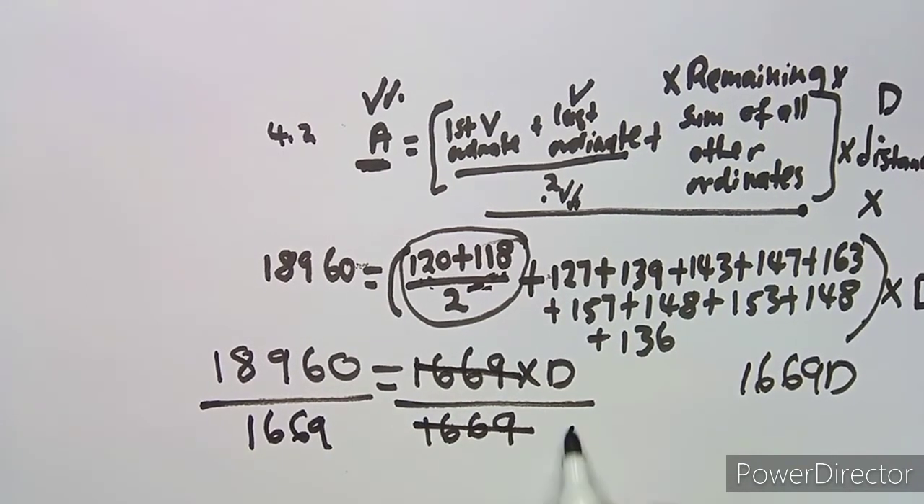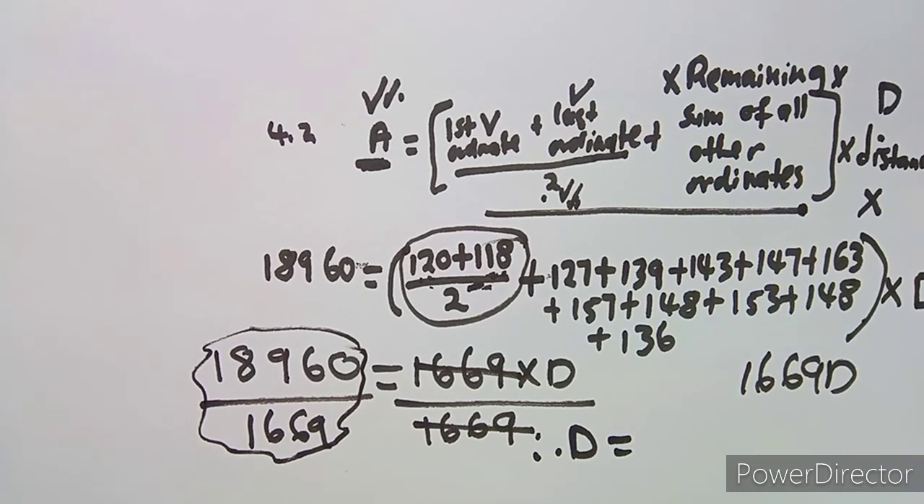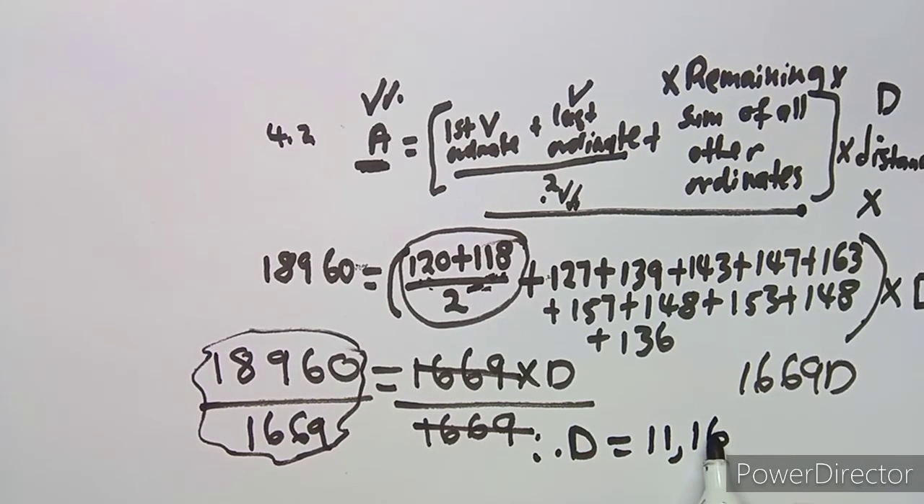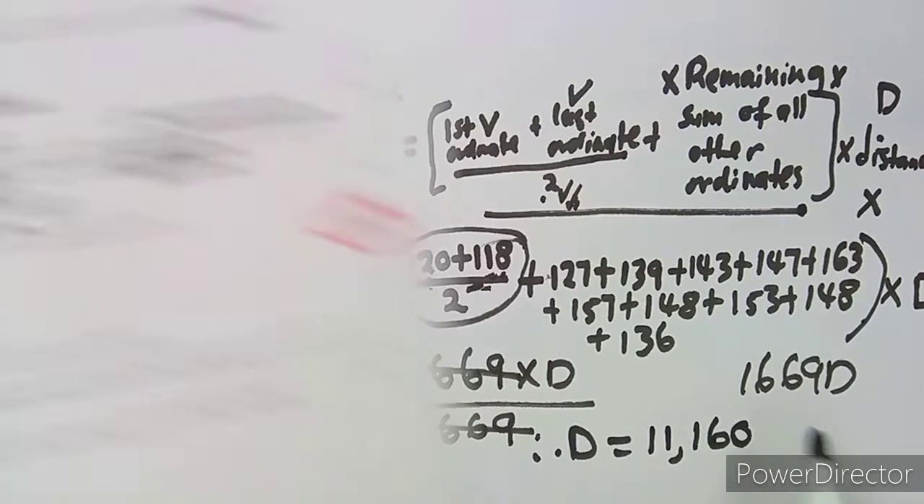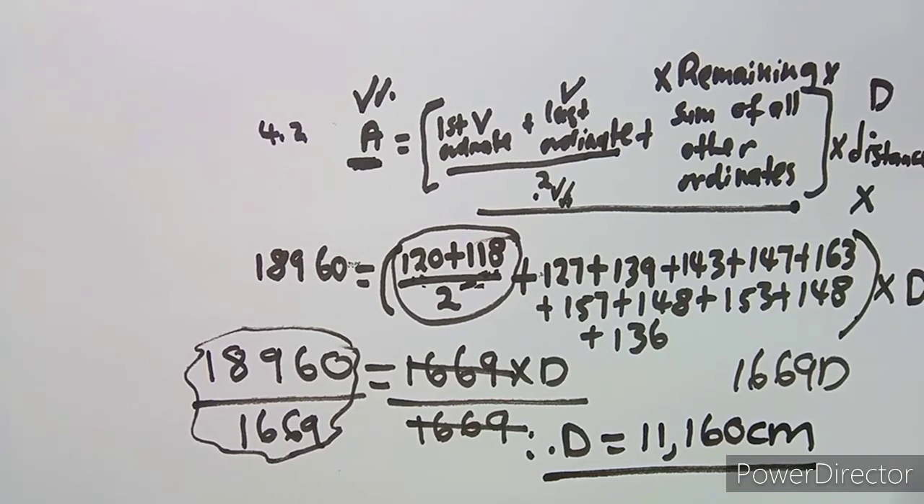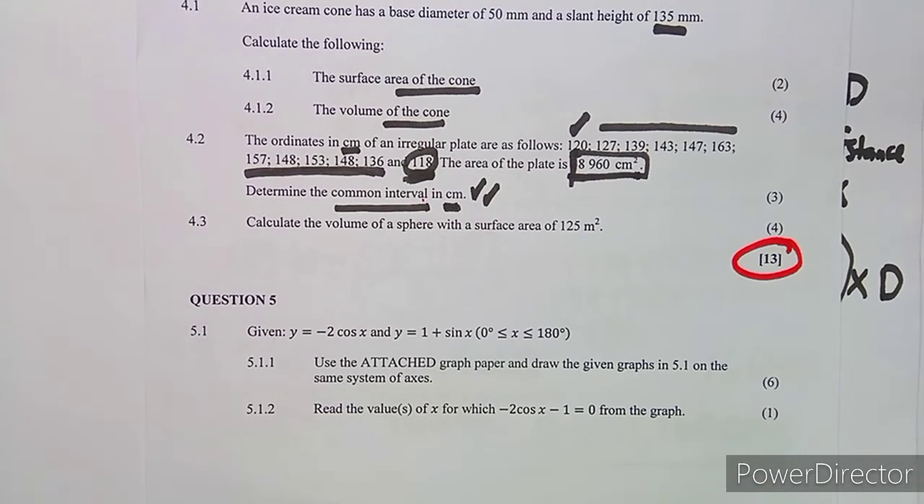This is going to cancel. So therefore, our D is going to be, if we divide these two, this is going to change to 11,16, and this can change to a 0 there. And these dimensions, everything that you're talking about is in centimeters. So this is going to be also in centimeters. So that is the distance between the ordinates, which is the interval. That is the interval actually, which is the distance between the ordinates. So that's how they ask these questions, guys.